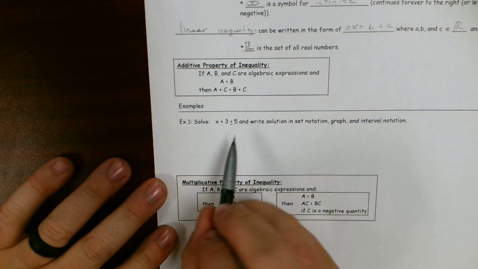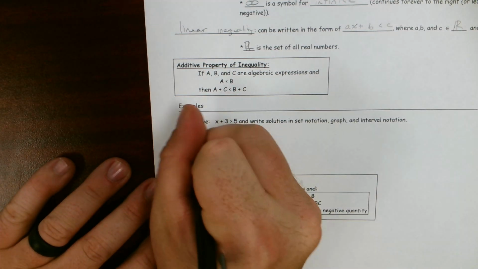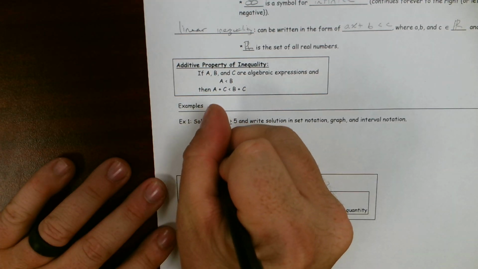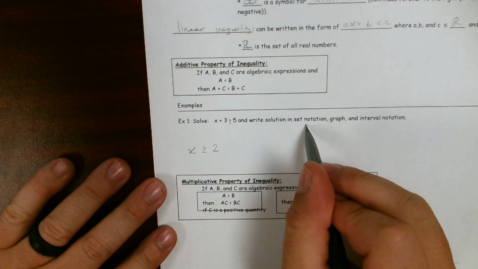So here we go. So we got x plus 3 is greater than or equal to 5. So rather simple. We're going to subtract 3 from both sides. So we end up with x is greater than or equal to 2. So that's our answer. We're being asked to write this in set notation.